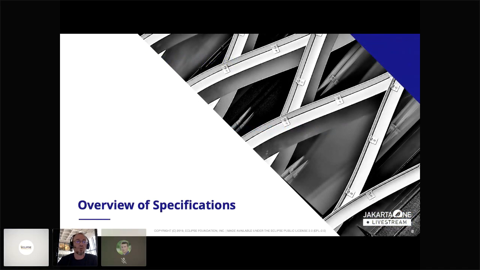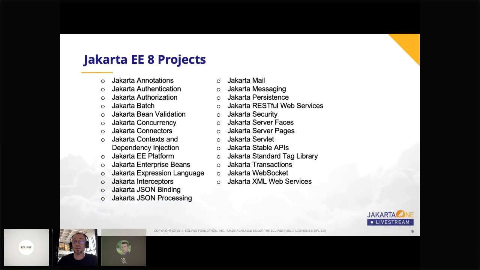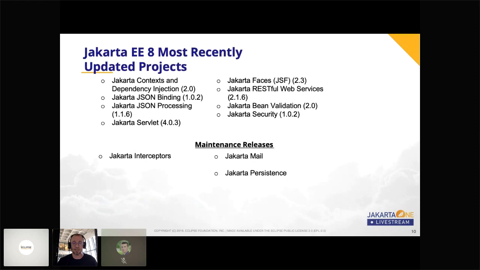So we're going to go through an overview of the different specifications now, and I'd like to jump through each of the Jakarta EE8 projects. There's a total of 27 participating projects that were released with Jakarta EE8, including the umbrella project. And so let's step through, and we're going to see that a number of the projects were updated for the Java EE8 release, which was back in 2017. And hence, I'm going to refer to these as the most recently updated projects.